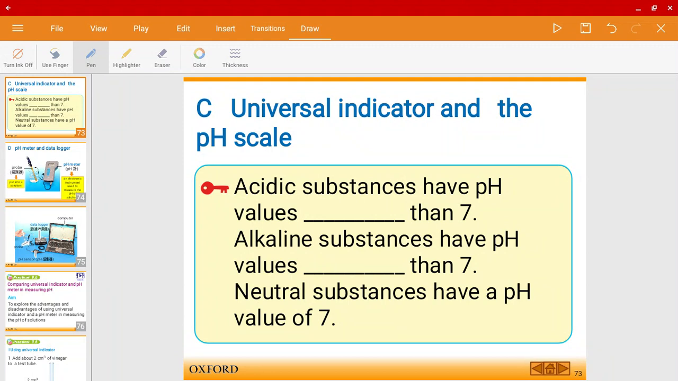Before we begin, let's just recap what we've talked about in the previous video. In the previous video, we talked about pH paper and pH scale. The conclusion we drew was that acidic substances have a pH value lower than pH 7, and alkaline substances have a pH value higher than 7, whereas neutral substances like distilled water have a pH value of 7.